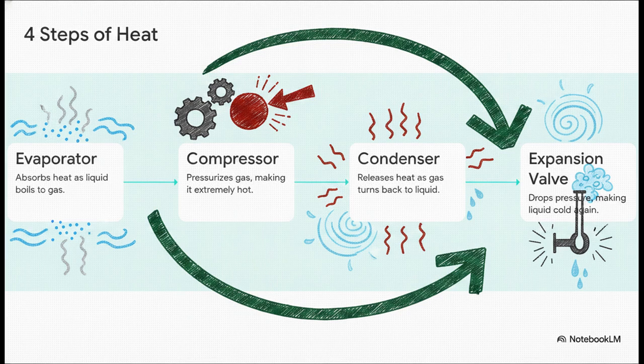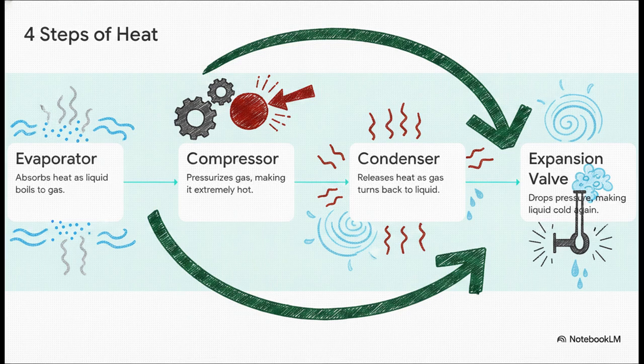Next, step 2, the compressor. This takes that warm gas and aggressively squeezes it, just pressurizes it until it gets insanely hot, way hotter than the summer air outside. That brings us to step 3, the condenser, which sits outside your house. Because that pressurized gas is now hotter than the outdoor air, the heat naturally flows out into the breeze, and as it cools off, it turns back into a liquid.